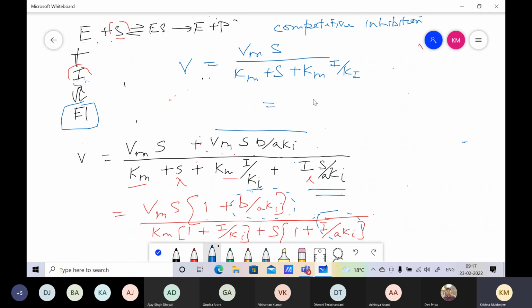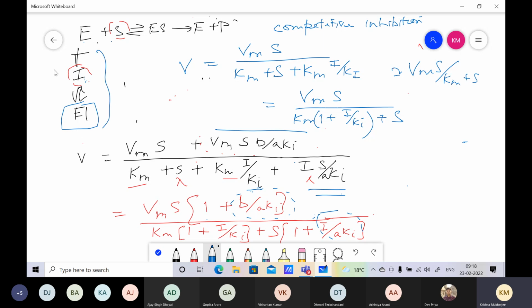And therefore, as you can very obviously see, this is nothing but VmS upon Km into 1 plus I by Ki plus S, which of course, if Ki was not there or I was not there, would reduce to the monod kinetics, which is VmS upon Km plus S. The simplest of the cases where even this was not there. E plus S, ES. So obviously it will reduce to that. So now this was added.